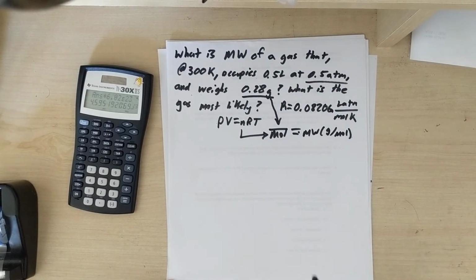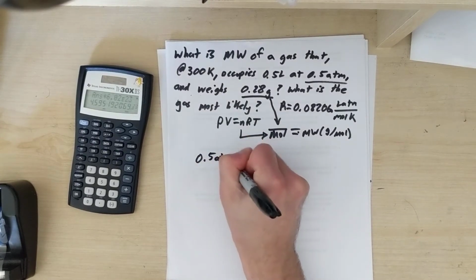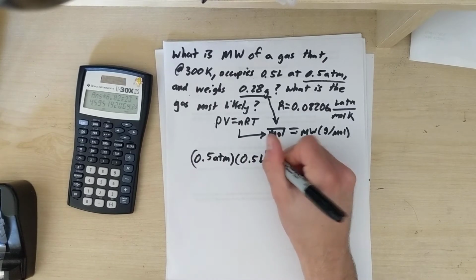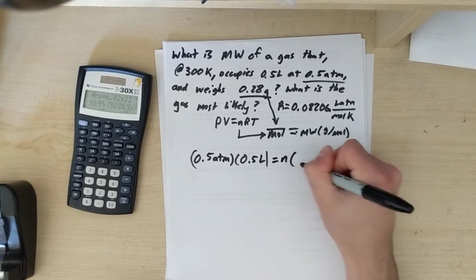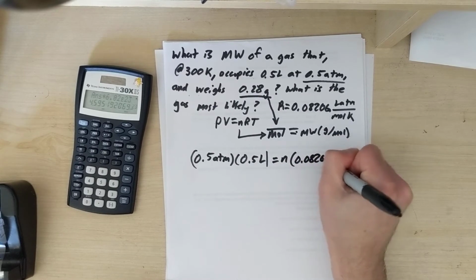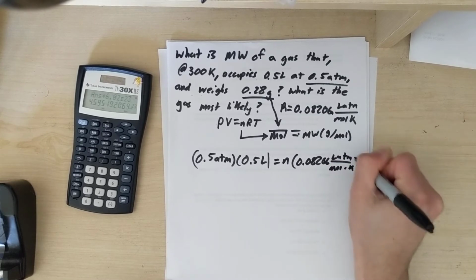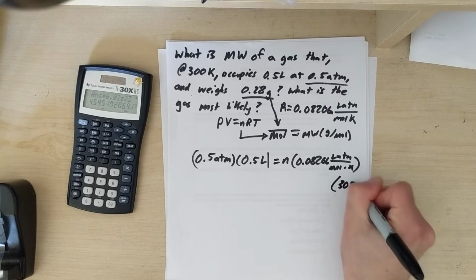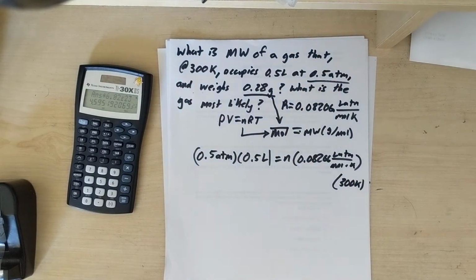So 0.5 atmospheres for P, 0.5 liters for V, N we don't know, 0.08206 liter atmospheres per mole Kelvin. And again, the units do need to cancel, so make sure that happens. And we have it in Kelvin this time, so we're just going to put T in there. And now we can solve for N.